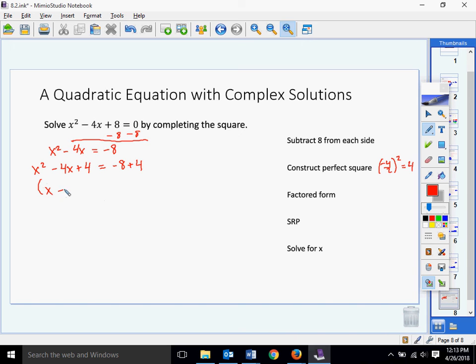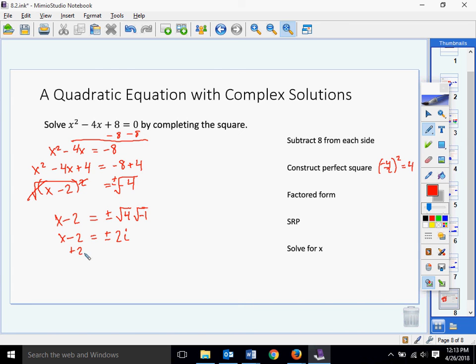Now factor this into x minus 2 squared. Simplify this into negative 4. Square root property says square root both sides. The square and the square root are going to cancel, leaving you with x minus 2. Then you have plus or minus the square root of negative 4, which can be written as the square root of 4 times the square root of negative 1. And we know that the square root of 4 is 2, and the square root of negative 1 is i.